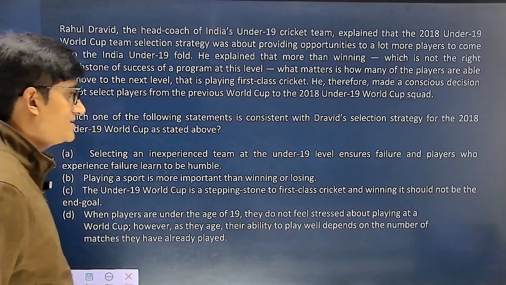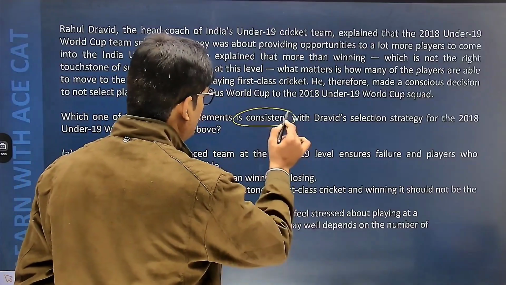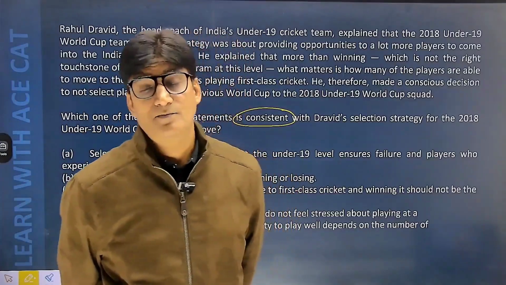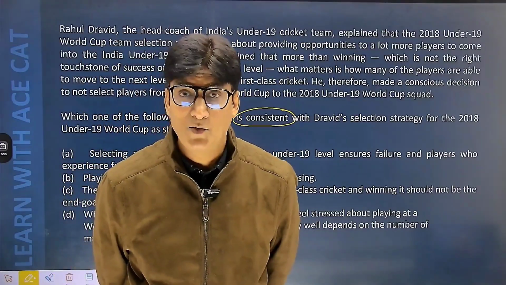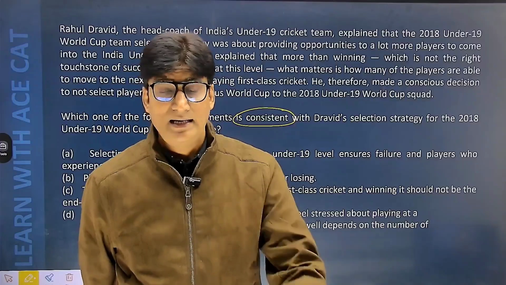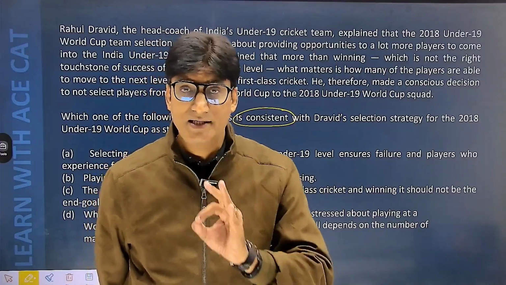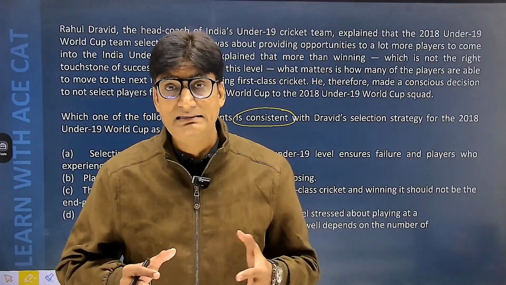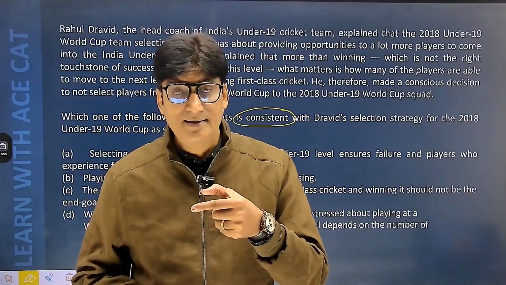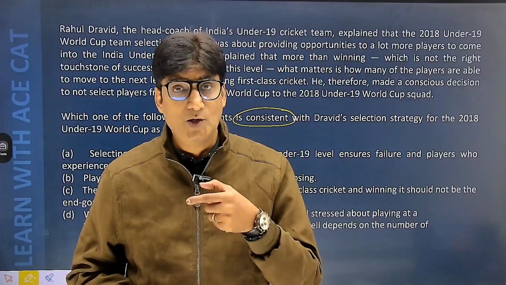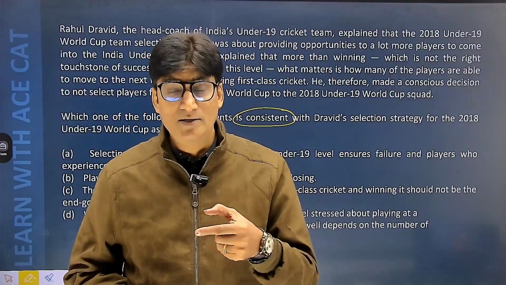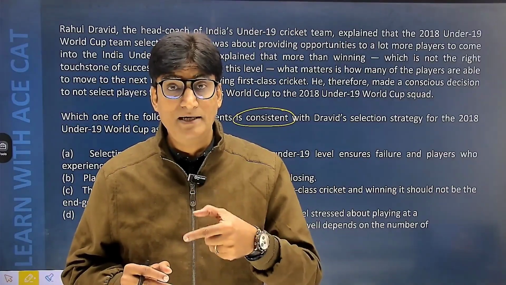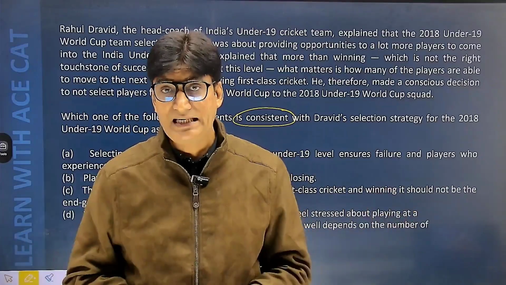So students, try to understand. We need to find out which option is consistent with Rahul Dravid's strategy. Now what is most important here? We need to understand what is the approach of Rahul Dravid. He says that he has been entrusted with the task of selecting players for the under-19 World Cup. But he says that winning the under-19 World Cup should not be the end goal. What is more important is we should be able to select very good players who can play a bigger role in first-class cricket.